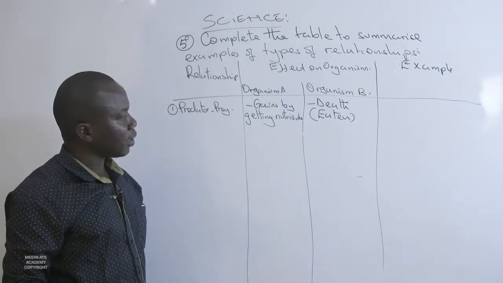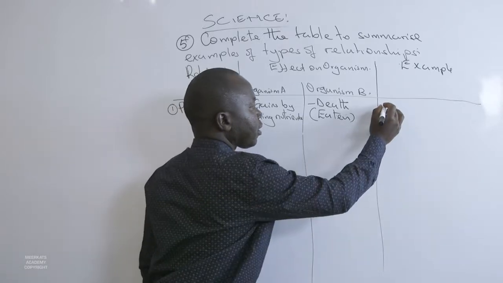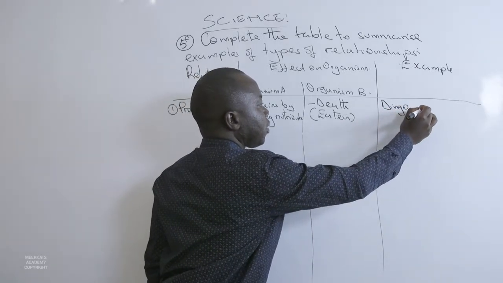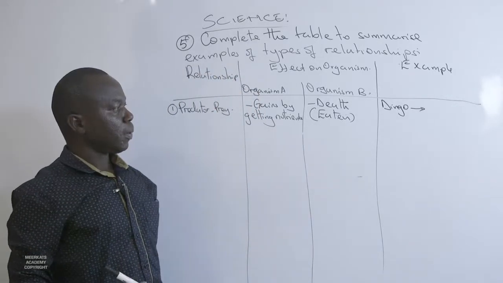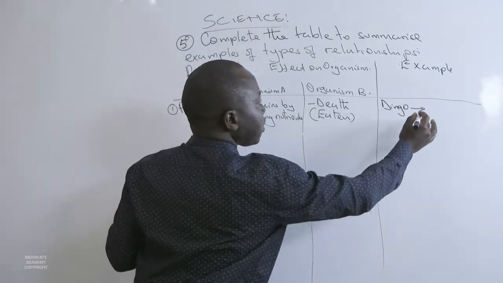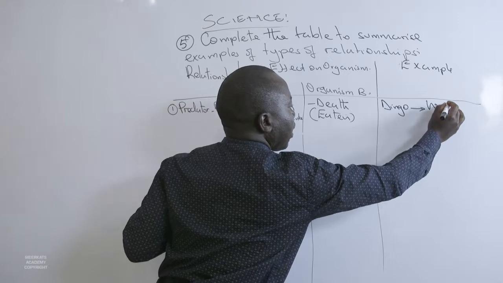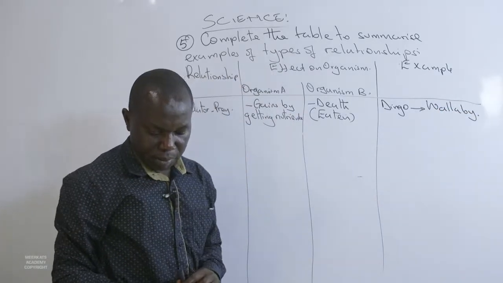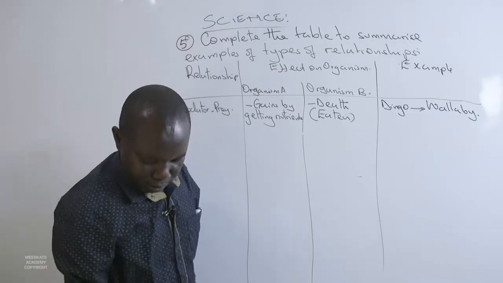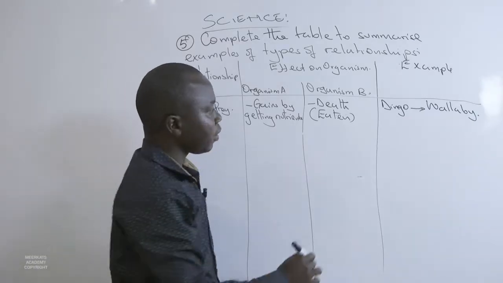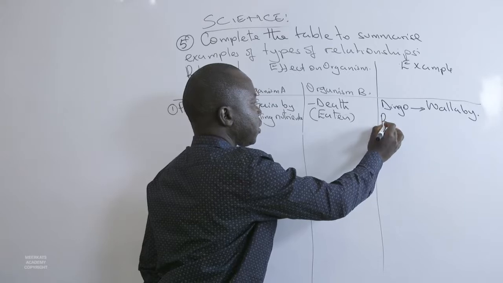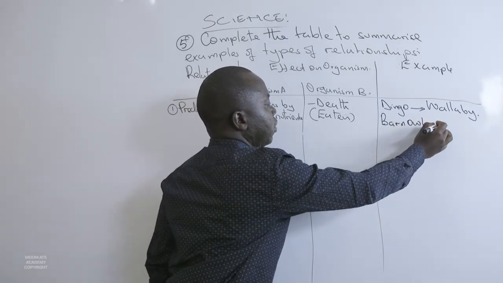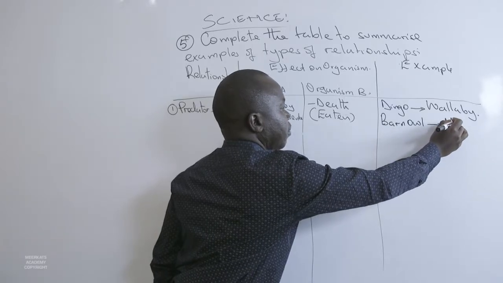So there are several examples. The Australian example: we have a predator called the dingo. Dingo usually preys on animals called the wallaby. And then we have the barn owl, the owls. Barn owl usually preys on mice.